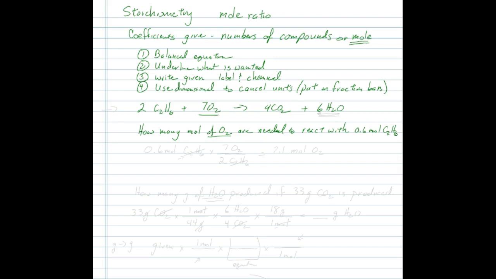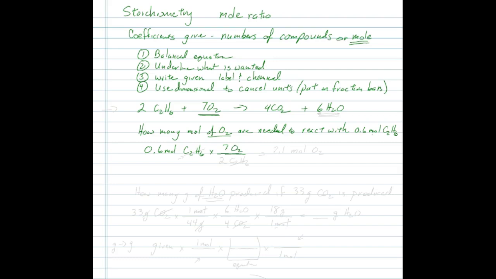So step 1, balance equation. Step 2, underline what you're looking for. Step 3, write the given, which is over here, 0.6 mole of C2H6, and then use the number of fraction bars. If you're doing a mole-to-mole reaction, given moles, asking for moles, it will be a one-step problem, and you'll have 1 fraction bar. That one goes on top. Why you underline up here is because that looks like the top part of the fraction. Hey, here's the top half of a fraction. Put it in. So you got 7O2.